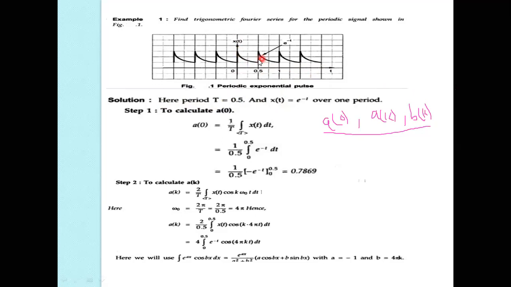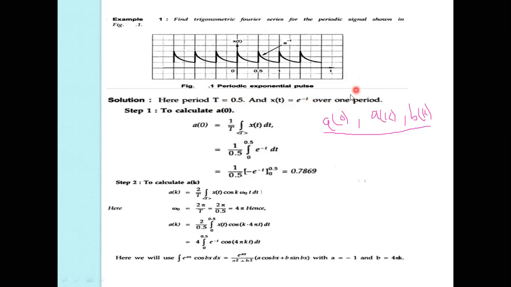It is an exponentially decaying function. Exponentially decaying means e power minus t, while exponentially rising means e power plus t. So these are the two given terms from the given periodic exponential signal. The period capital T is 0.5 and x of t is equal to e power minus t over one period.